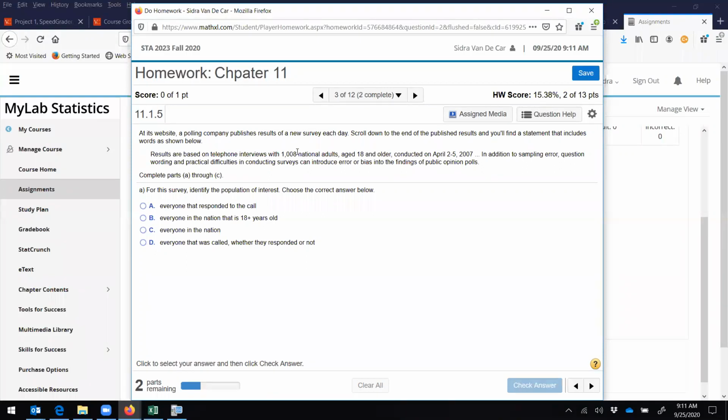At its website, a polling company publishes results of a new survey each day. Scroll down to the end of the published results and find the statement that includes the words shown below. Results are based on telephone interviews with 1,008 national adults age 18 and older conducted April 2 through 5, 2007. In addition to sampling error, question wording, and practical difficulties in conducting surveys can introduce error or bias in findings of public opinion polls. For this survey, identify the population of interest.